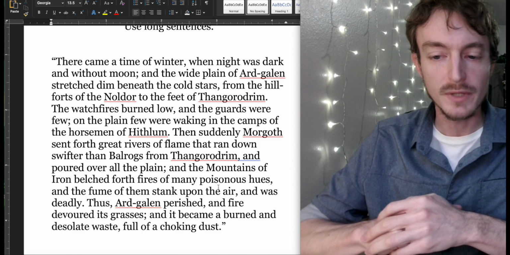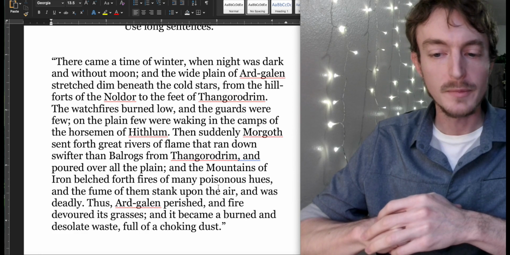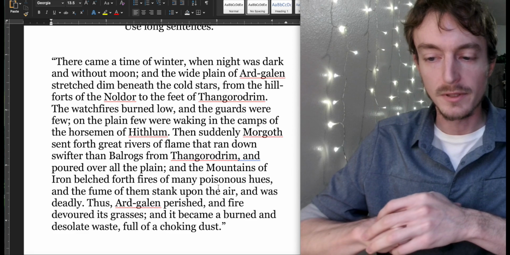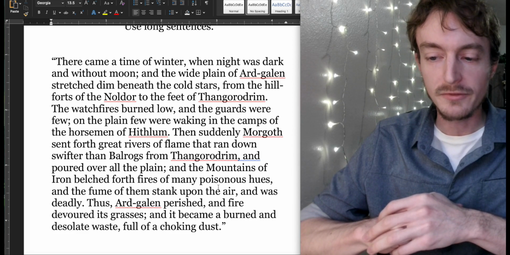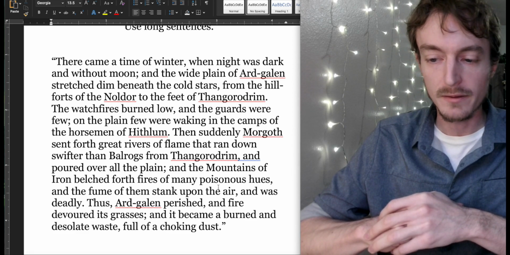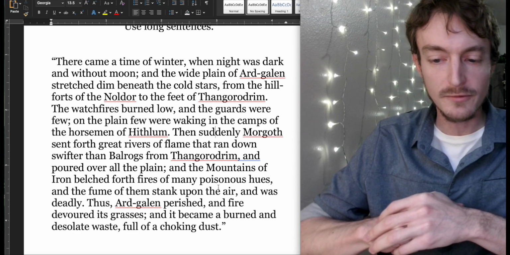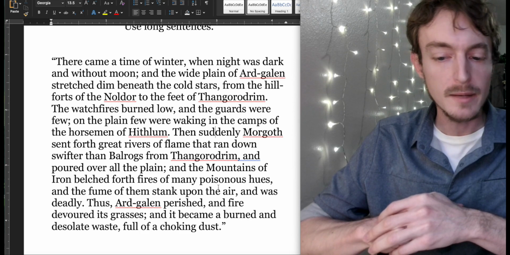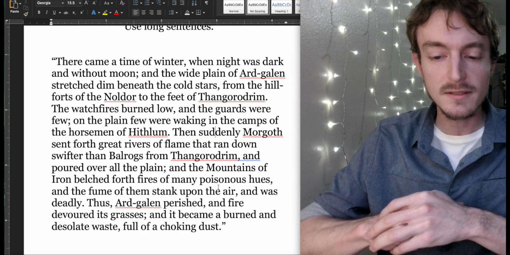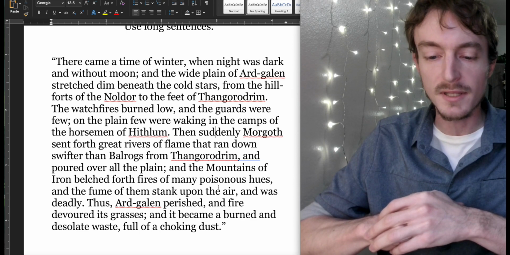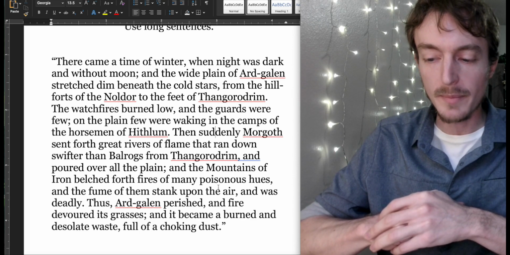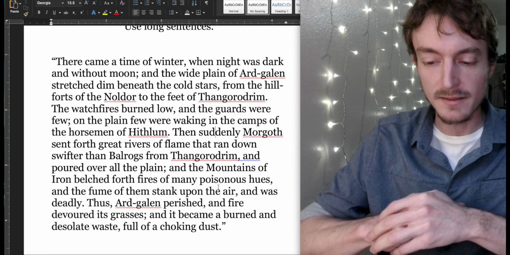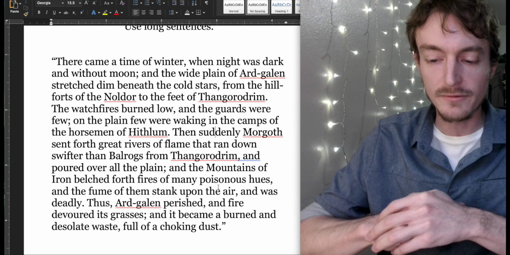plain of Ardgallan stretched dim beneath the cold stars. From the hill forts of the Noldor to the feet of Thangorodrim, the watchfires burned low, and the guards were few. On the plain, few were waking in the camps of the horsemen of Hithlum. Then suddenly, Morgoth sent forth great rivers of flame that ran down swifter than Balrogs from Thangorodrim, and poured over all the plain. And the mountains of iron belched forth fires of many poisonous hues, and the fume of them stank upon the air and was deadly.